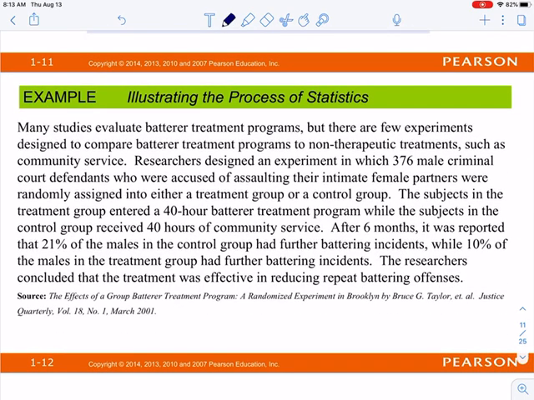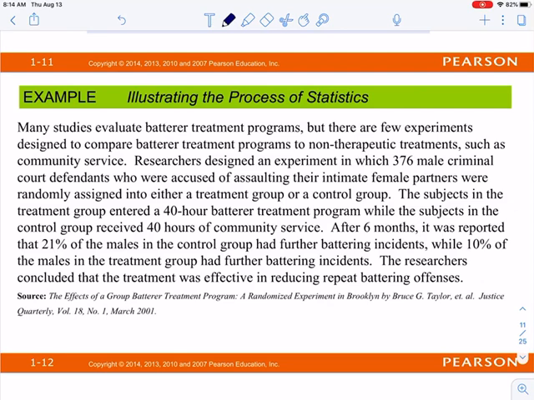So, illustrating the process of statistics. This is going to be an example, and we're just going to talk about what each one of those steps would look like from the above slide. Many studies evaluate batterer treatment programs, but there are few experiments designed to compare batterer treatment programs to non-therapeutic treatments such as community service.